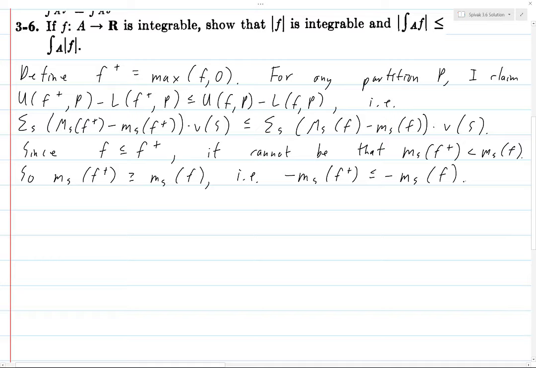Okay, so now if we look at the left and the right hand sides of this inequality that we're trying to prove, we get minus m_S f plus less than or equal to minus m_S f. So that part's good. The only thing we need now is capital M_S f plus is less than or equal to capital M_S f. And this isn't entirely obvious, because we know that f plus is always going to be greater than or equal to f, so why should the supremum of f plus always be less than or equal to the supremum of f?